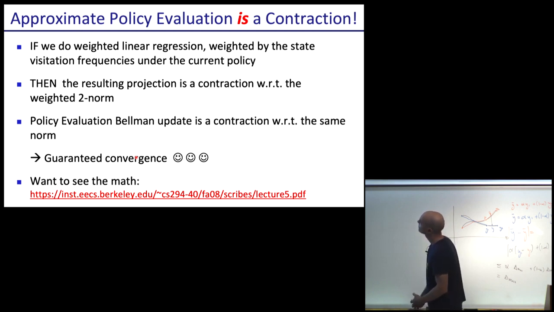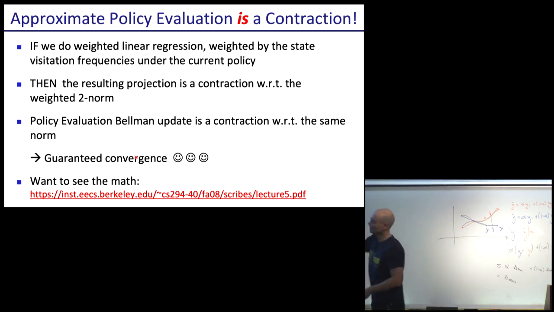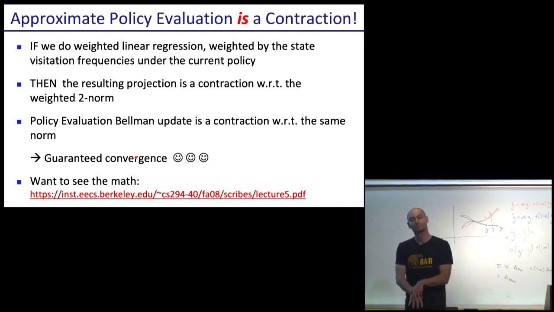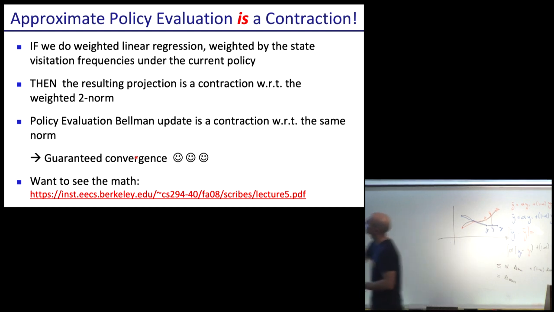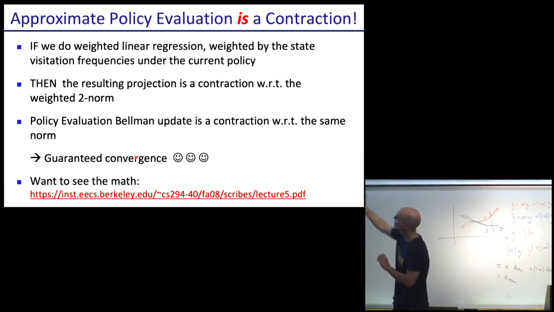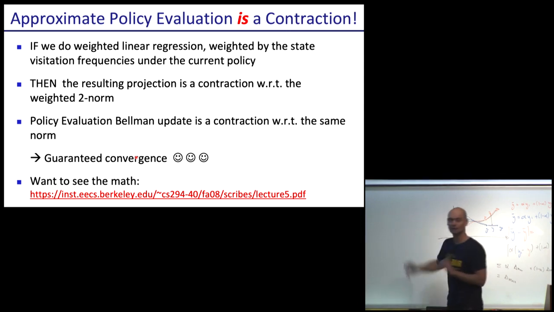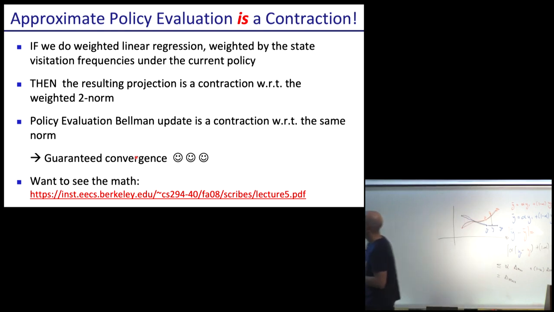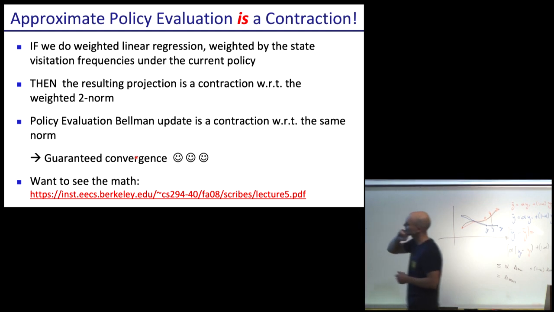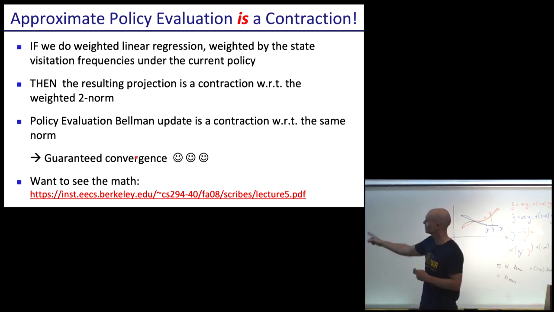That's interesting. Now, in addition, the policy evaluation Bellman update is a contraction with respect to the same norm. Sorry, this might have to say a non-expansion. Don't take that literally for now, but it's a contraction or non-expansion, and it doesn't matter because we have a contraction here. Together they're going to be a contraction, and we have guaranteed convergence. The math is a lot more hairy than the math we saw today. We covered it in fall 2008 and there are some notes on that, so if you want to look at it, you can go there. We're not going to go through it here today.